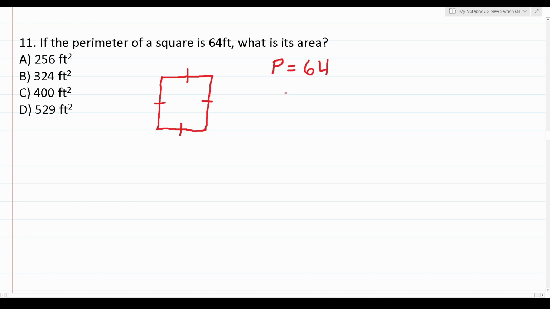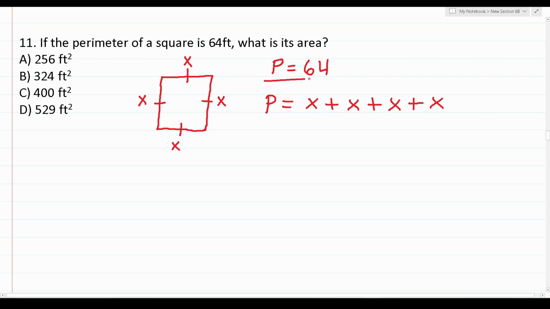So first things first, we have to figure out the measurement of one side of this square. So the question is, how are we going to do that? Well, to find the perimeter of a square, you would simply add up all of its sides. Those are currently unknown, so I can call this side x, which means this side's also x, this side's also x, and this side's also x. So to find the perimeter of this square, I would do perimeter equals x plus x plus x plus x.